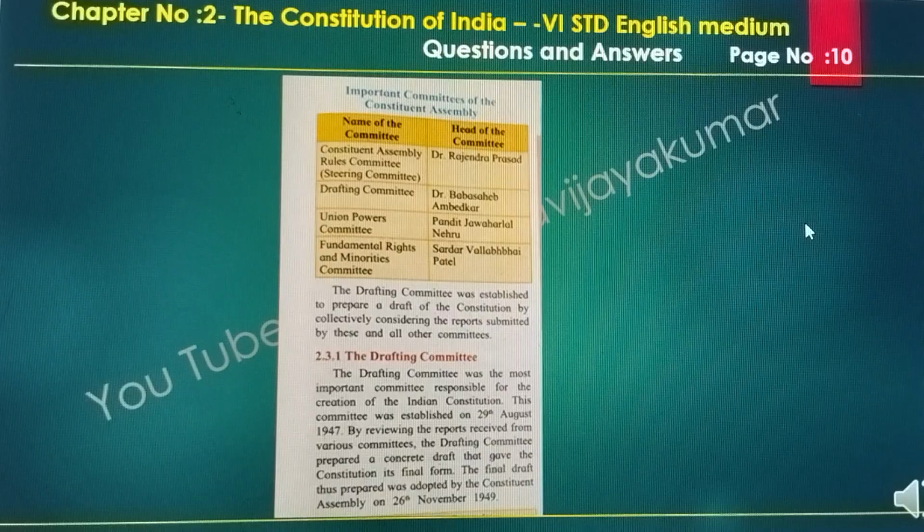Important committees of the Constituent Assembly. Name of the committee, head of the committee. Constituent Assembly Rules Committee, Steering Committee: Dr. Rajendra Prasad. Drafting Committee: Dr. Babasaheb Ambedkar.